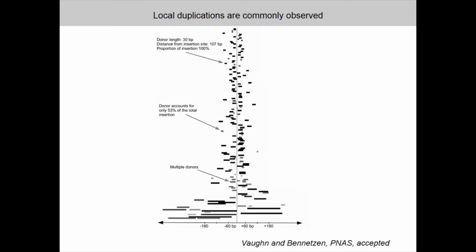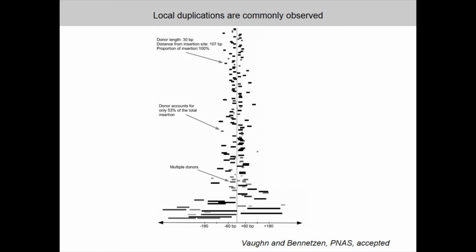So what do these events look like? If you imagine here, this is an insertion site, okay, and this is about 300 base pairs upstream and 300 base pairs downstream from that insertion. And what this is showing is the DNA that was copy and pasted basically into this insertion site. So there are a large fraction of events where the insertion comes from very nearby. For example, here we have 30 base pairs that is copy and pasted from 170 base pairs away into this site, and 100% of that insertion is explained by that event.